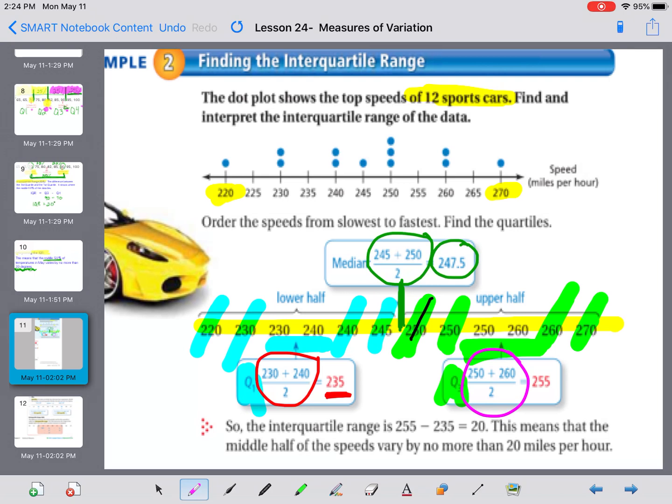algorithm. You would solve. Finally, if you wanted to know your interquartile range of this data, you would take your quartile 3, 255, and subtract your quartile 1, 235. And again, that means that 50% of your data falls within 20 degrees.